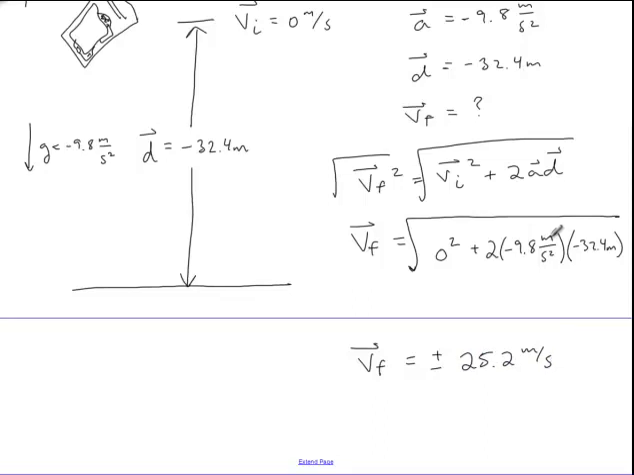Okay, you can check your units here. You've got meters squared over second squared. Just square root that, which gives you meters over second. Great, the units work. Okay, so it starts here, and it goes down, and then it smashes down with a velocity that goes this way. That velocity is pointed down, so the one that we want to use is right here. It's the negative sign. Okay, so final velocity is negative 25.2 meters per second.